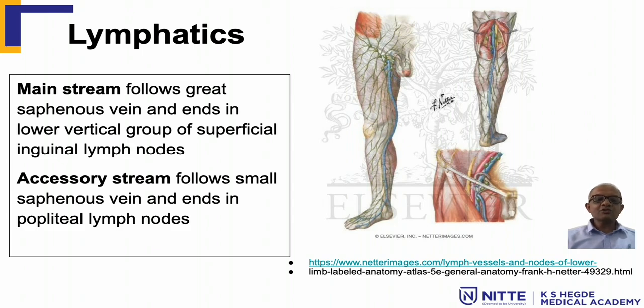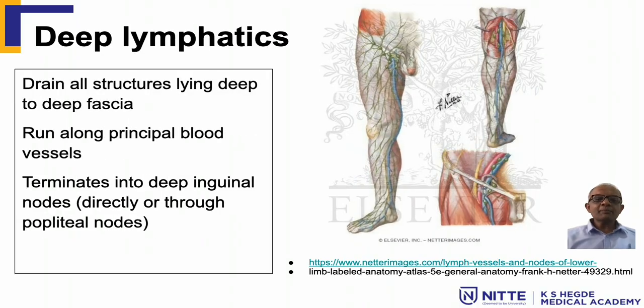The green line shown on the medial side of the foot, the leg and the thigh represents the main stream, and the green line shown on the lateral side of the foot and leg draining into the popliteal nodes shows the accessory stream. The deep lymphatics drain all the structures lying deep to the deep fascia. They run along the principal blood vessels. They terminate in the deep inguinal nodes, either directly or through popliteal nodes.